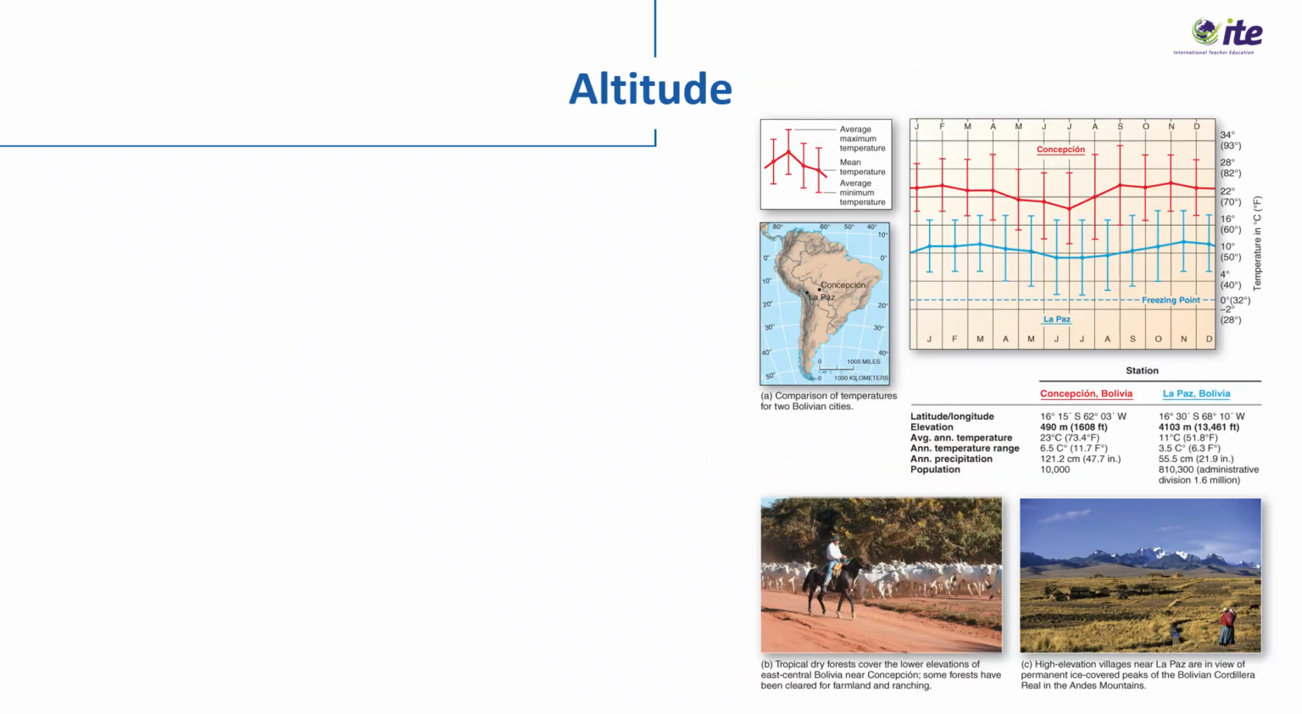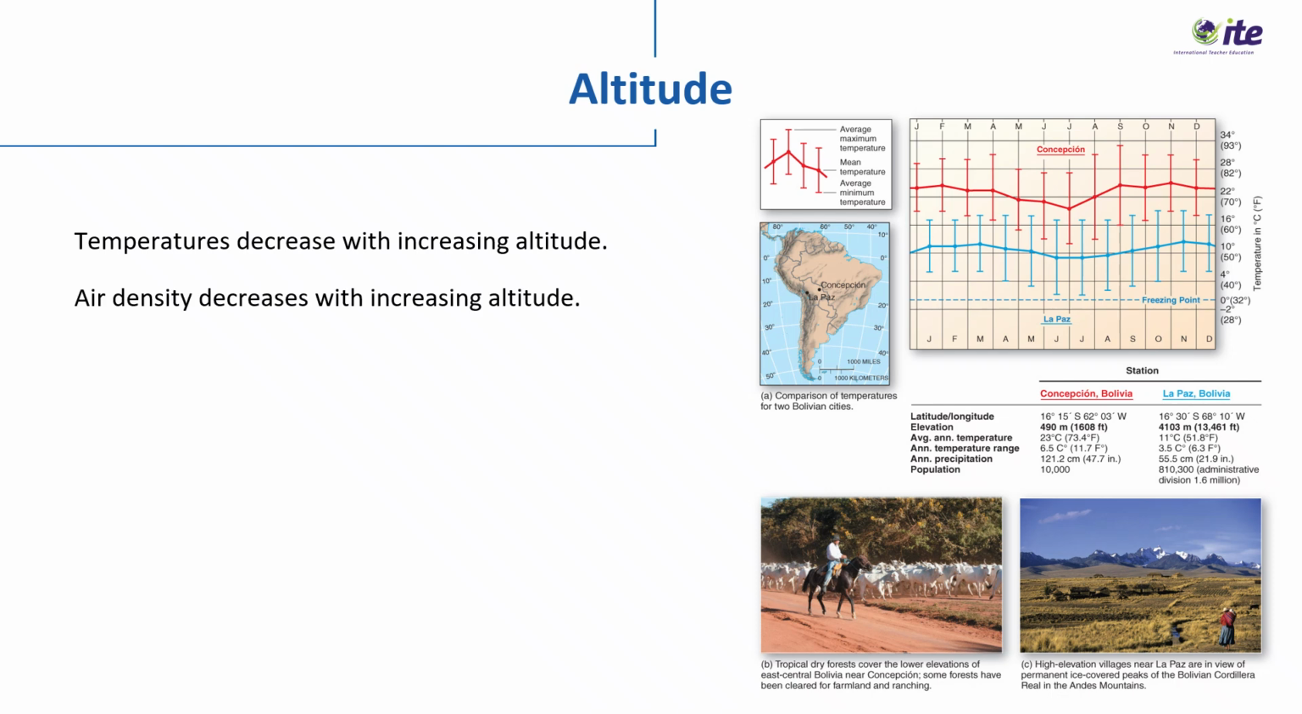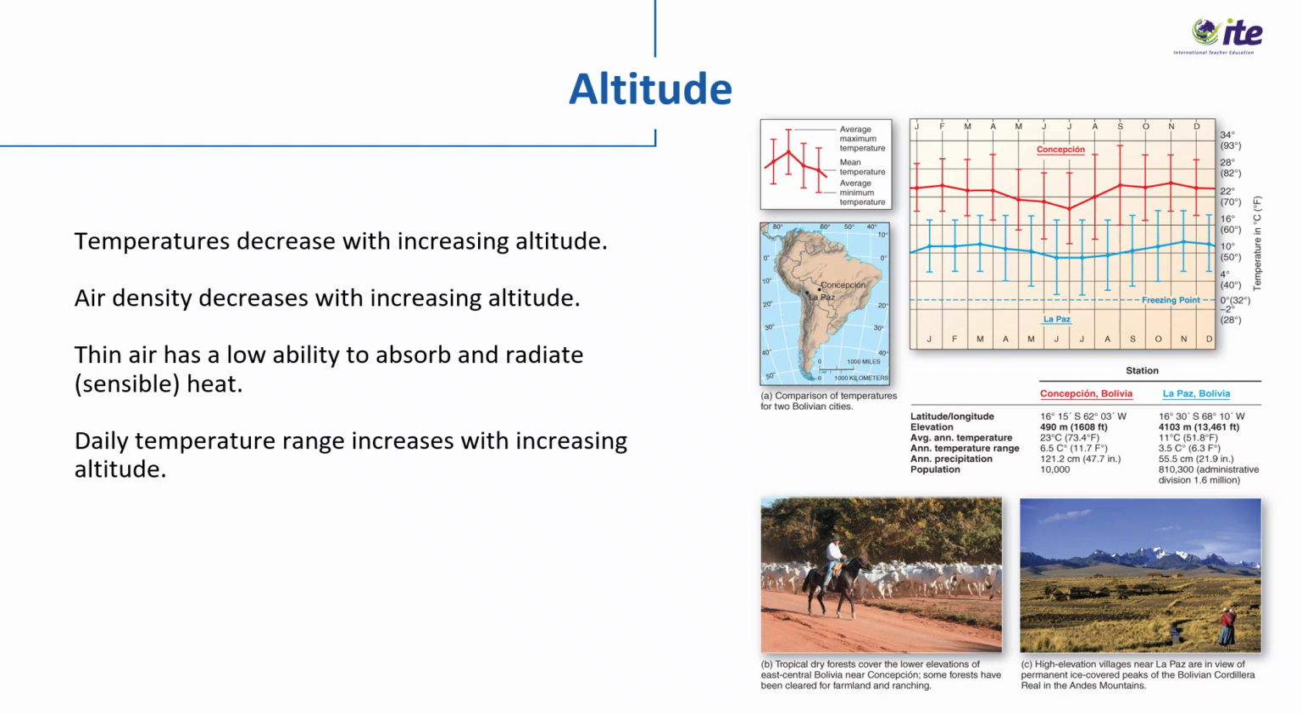The second factor is altitude. Apparently, the higher you get, the colder it gets. So temperature decreases with increasing altitude. This is because the air density decreases with altitude. The air is thin, as we call it. That means there are fewer molecules in the air, and the movement of molecules is what causes heat to transfer. And therefore the daily temperature range increases with increasing altitude.